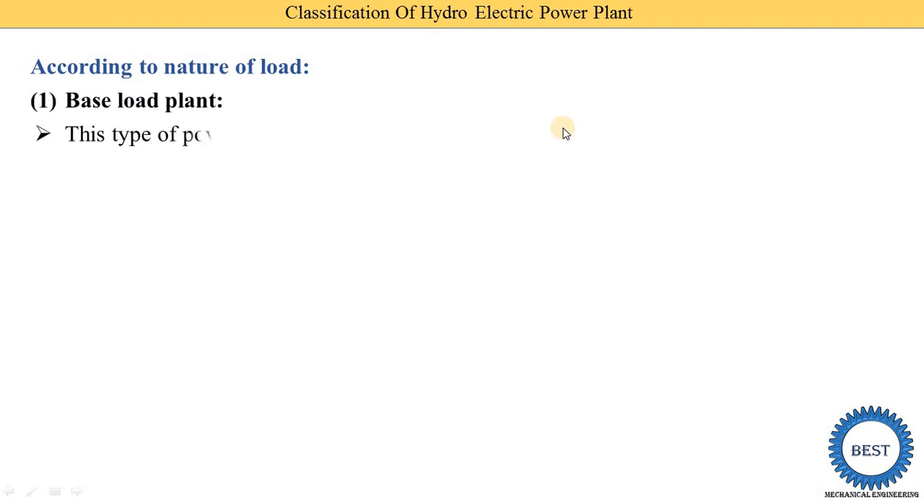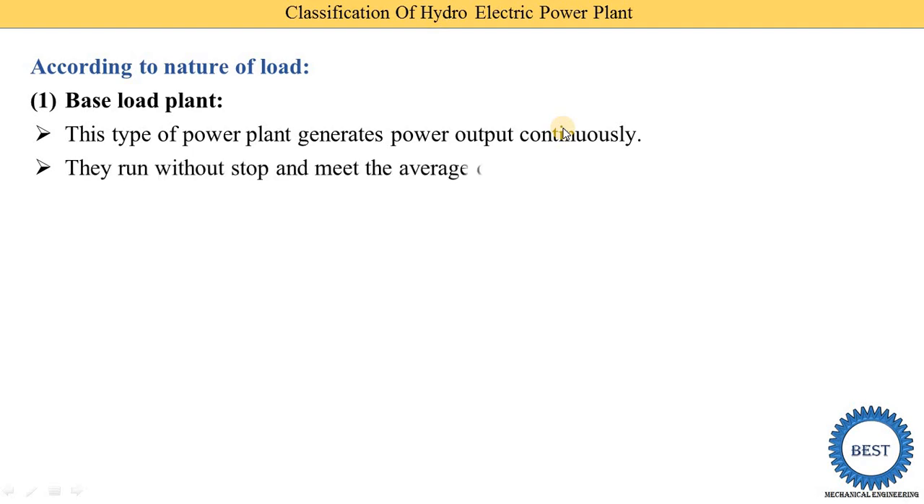So what is the base load plant? This type of power plant generates power output continuously, means a base load power plant runs continuously 24 hours into 7. They run without stopping and meet the average demand of electricity. So these words are important: they meet the average demand of electricity and they run without stop.